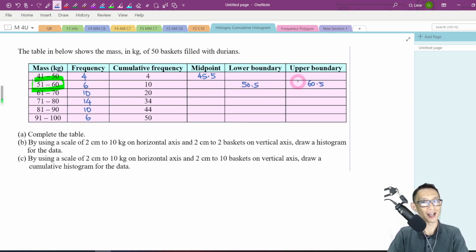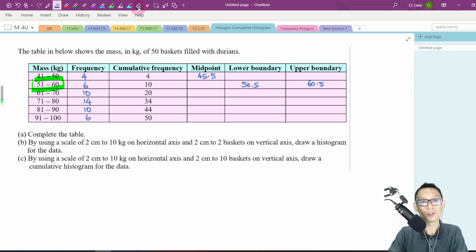So what is the size of the class interval? Now we know 60.5 minus 50.5, which is equal to 10, right? So another, faster way to help us get the size of the class interval, we can just take 60 minus 50 or 51 minus 41. You will still get the same answer, which is equal to 10.